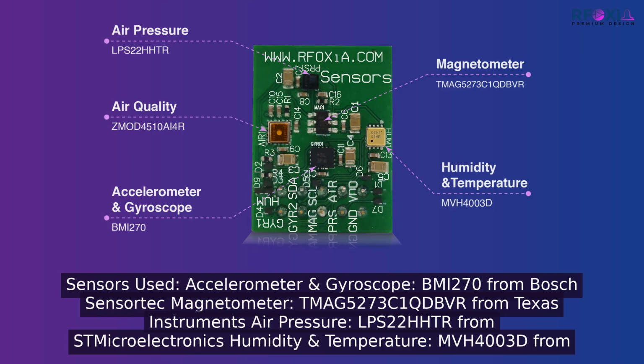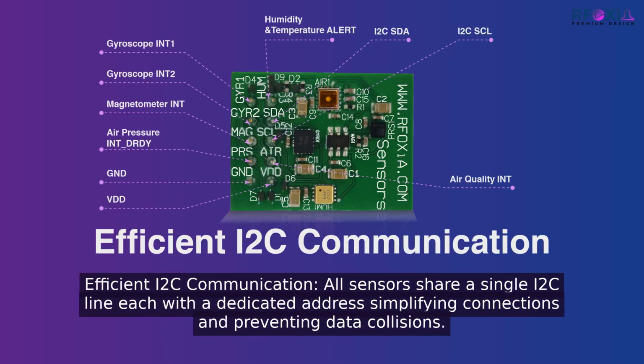These are the specific ICs chosen after mapping the full 7-bit I2C address space across all 7 functions. BMI270 from Bosch Sensortec, TMAG5273 from Texas Instruments, LPS22HH from ST Microelectronics, MVH4 Xiaozun 3D from MEMS Vision, ZMOD4510 from Renesas, each one selected partly for performance, partly for address compatibility with every other chip on this board. 1 I2C line, 7 addresses, 0 multiplexers.